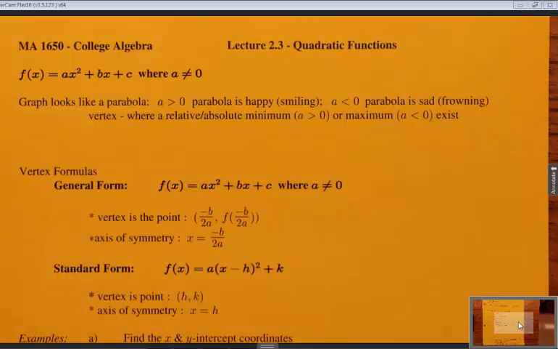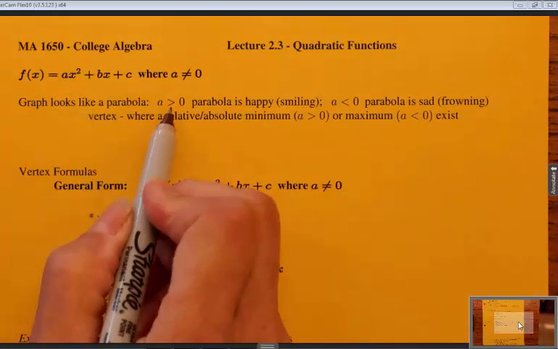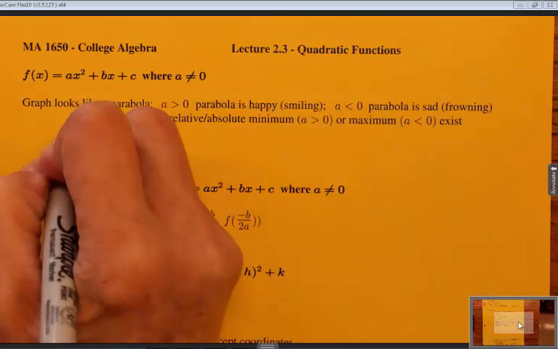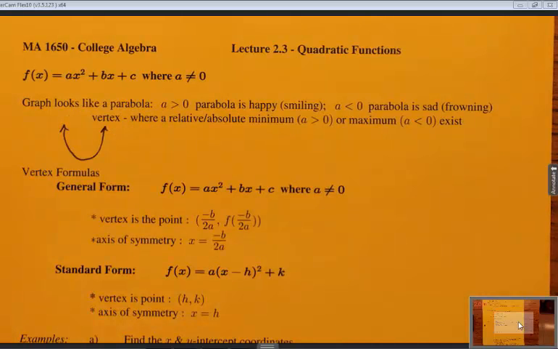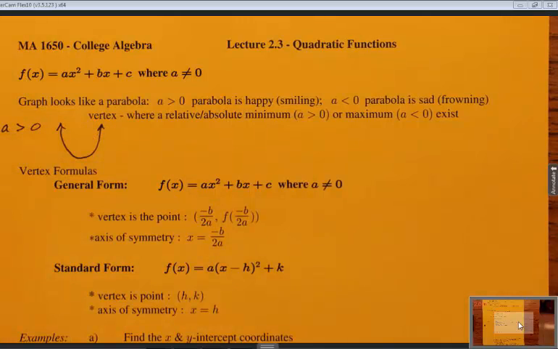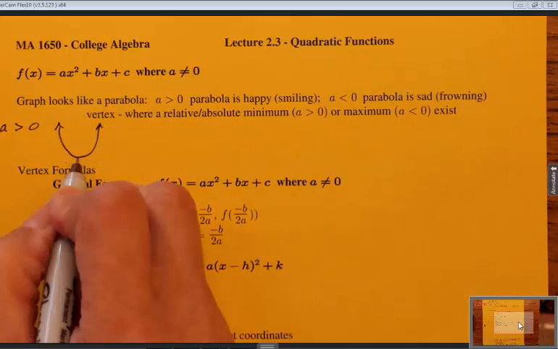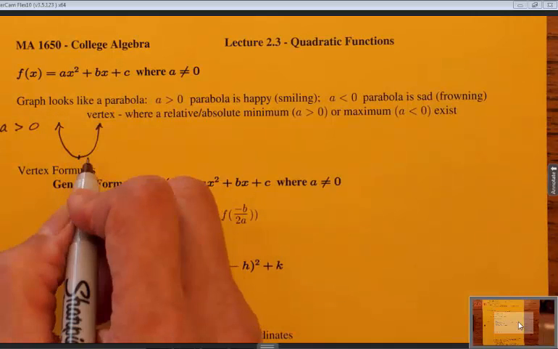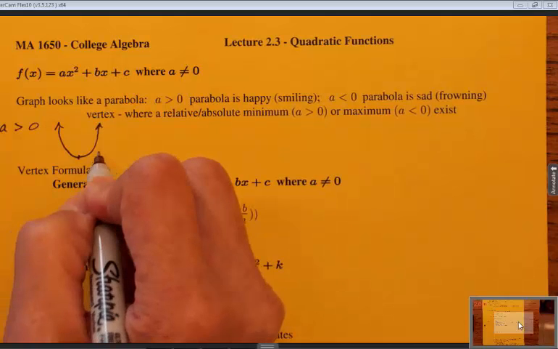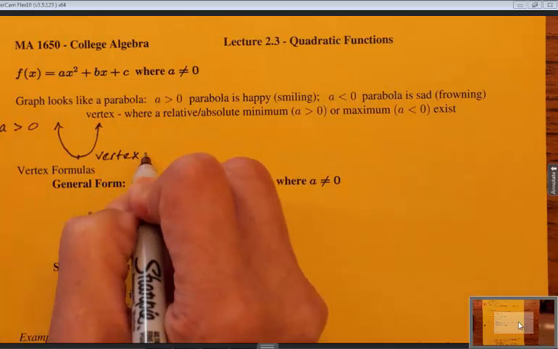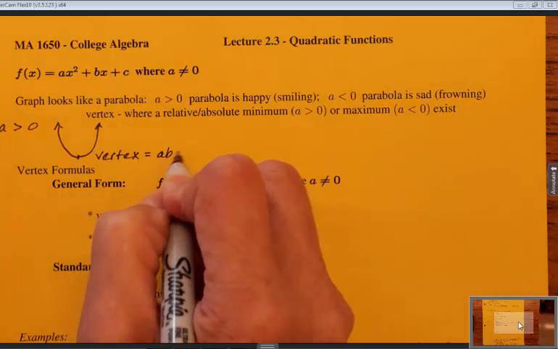Okay, so if the coefficient of our first term right here, the a, is positive, that means we're going to have a happy face. It's going to be opening up. This is for a greater than 0. And this point down here, which is the lowest most point, is going to be called our minimum. It's also called the vertex, so it's the vertex of your parabola. And in this case, it's going to be an absolute minimum.